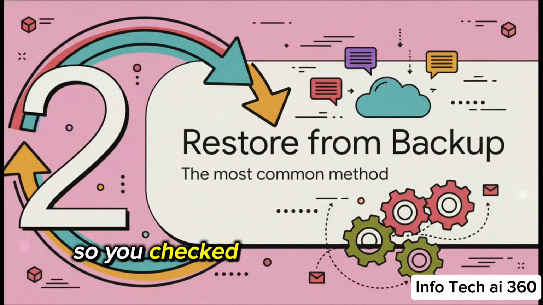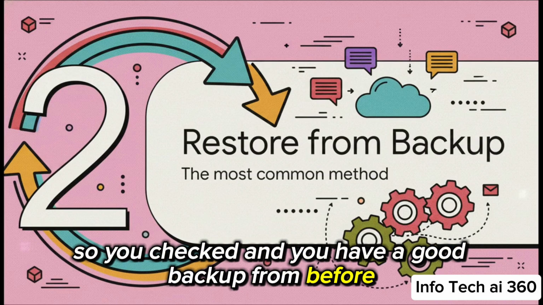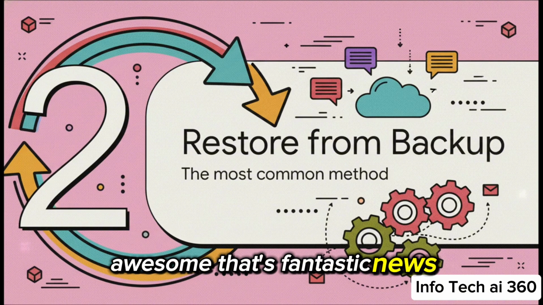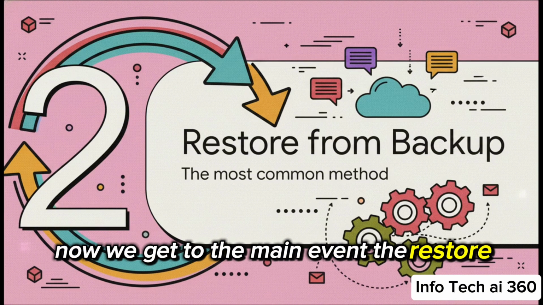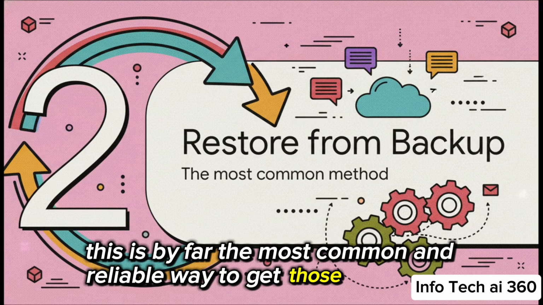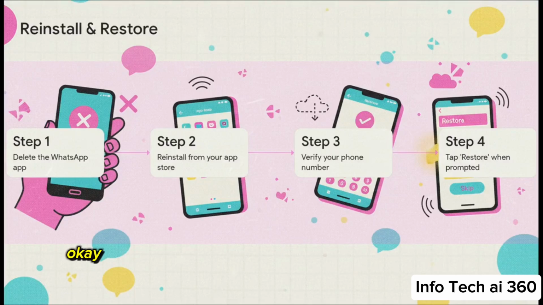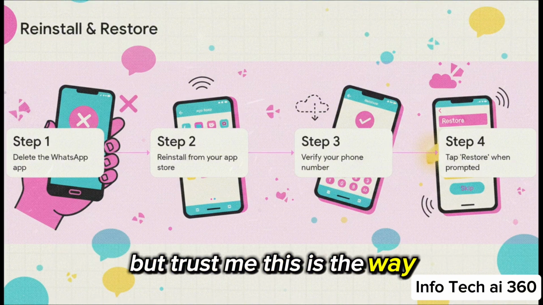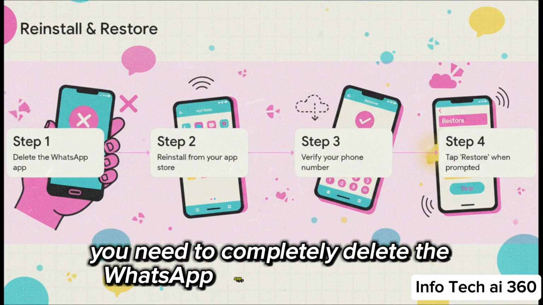So, you checked, and you have a good backup from before the Great Message Deletion incident. Awesome. That's fantastic news. Now we get to the main event, the restore trick. This is by far the most common and reliable way to get those messages back. Okay, I know this next part sounds a little scary, but trust me, this is the way. You need to completely delete the WhatsApp app from your phone.